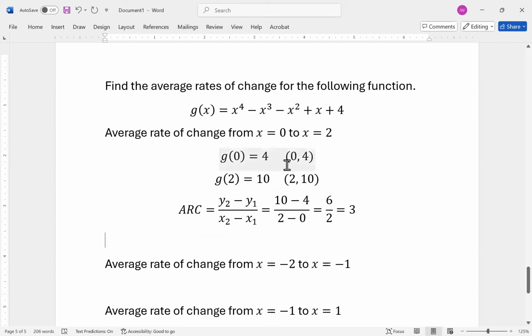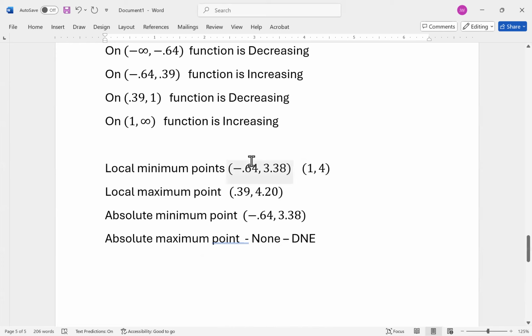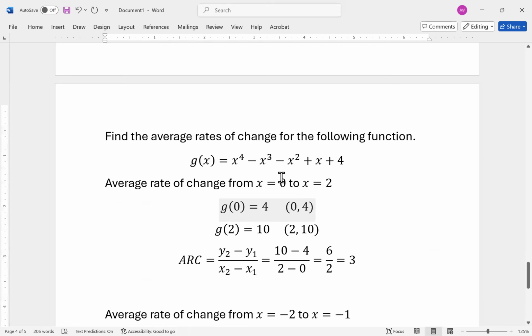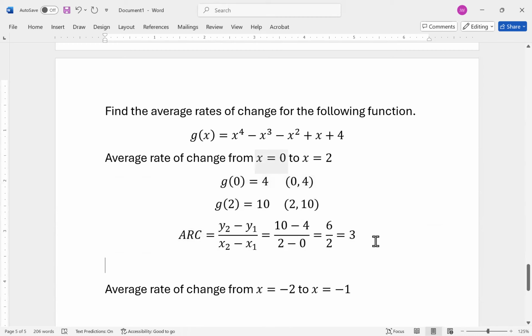Again, you could either algebraically plug these in to get these points, or you can remember that we just found a bunch of points, right? (0, 4) and (2, 10) were 2 points. And then I'm finding the slope of the line between those 2 points.